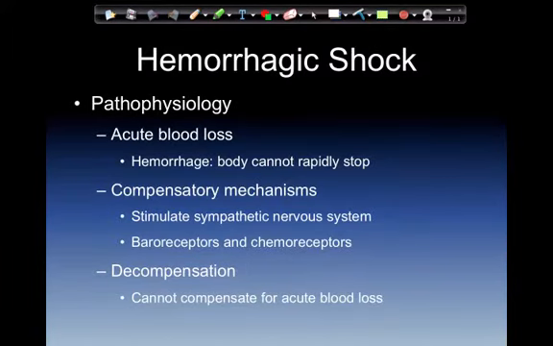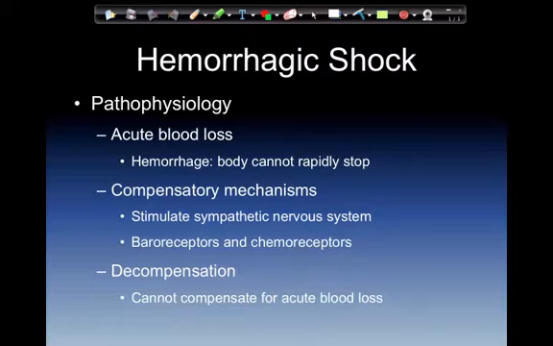Hemorrhagic shock pathophysiology: acute blood loss. With hemorrhage, the body cannot rapidly stop the bleeding. In acute blood loss, there's too much going out and not enough coming in. The body can compensate for a little bit of blood loss, but for the most part, if we lose a third or half of our circulating volume, that puts us in dire straits.